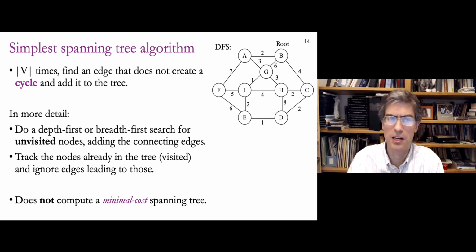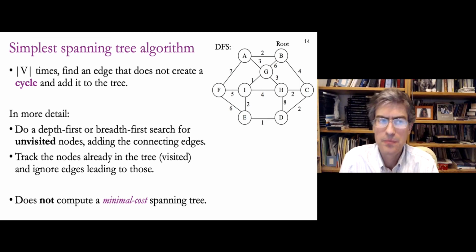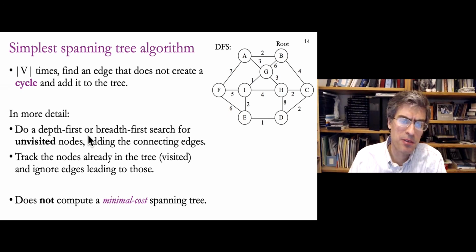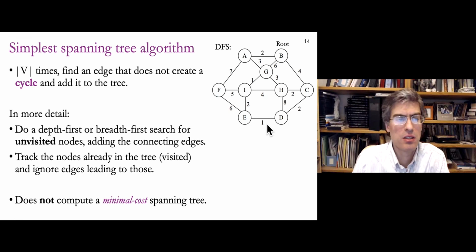Finding a spanning tree is not terribly hard. You can come up with a very simple greedy algorithm that finds a spanning tree by doing a depth first search or a breadth first search, by just choosing an edge as long as it visits an unvisited node. Okay, so as long as you track the nodes that have been visited in some kind of a set and ignore the edges that lead to those, you can find a tree that doesn't have a cycle.